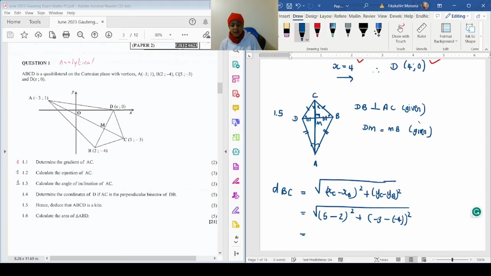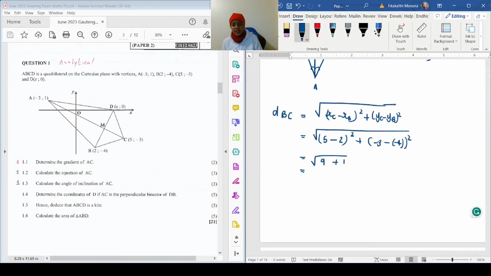So 5 minus 2 is 3 squared, that's 9. Minus 3 plus 4 is 1 squared, that is just 1. And so we get that the distance BC is root 10. I think it's okay to leave it as root 10. Then we can work out the distance of CD. I'm just going to substitute. I'm not going to write down the equation again. It's only 3 marks, guys.